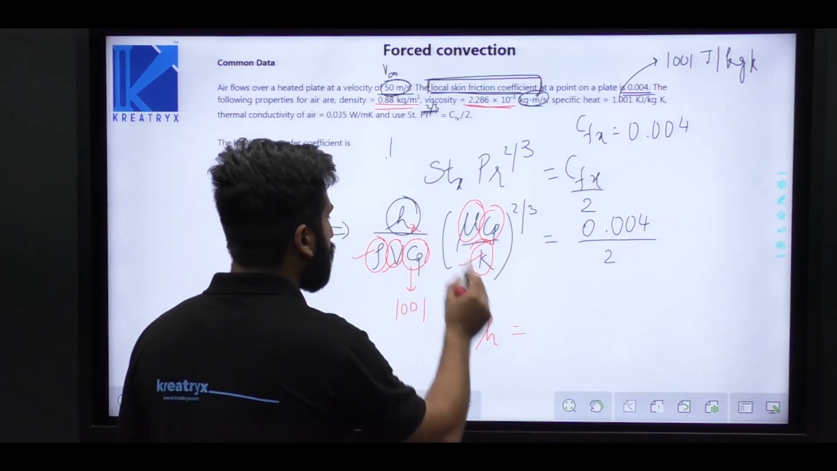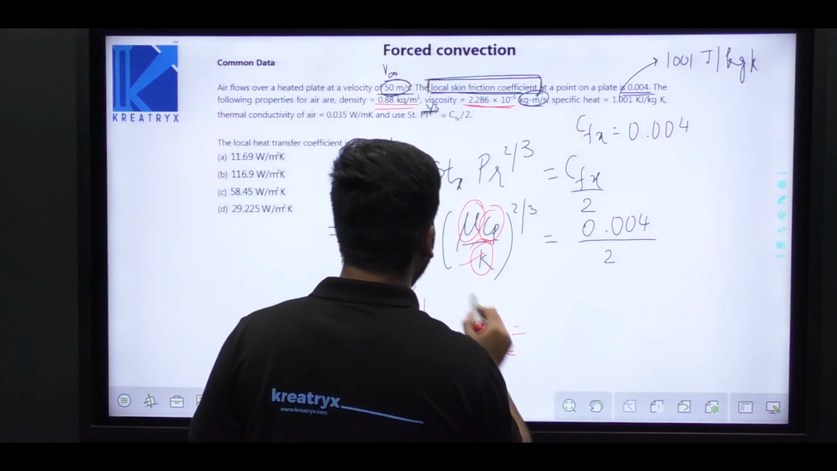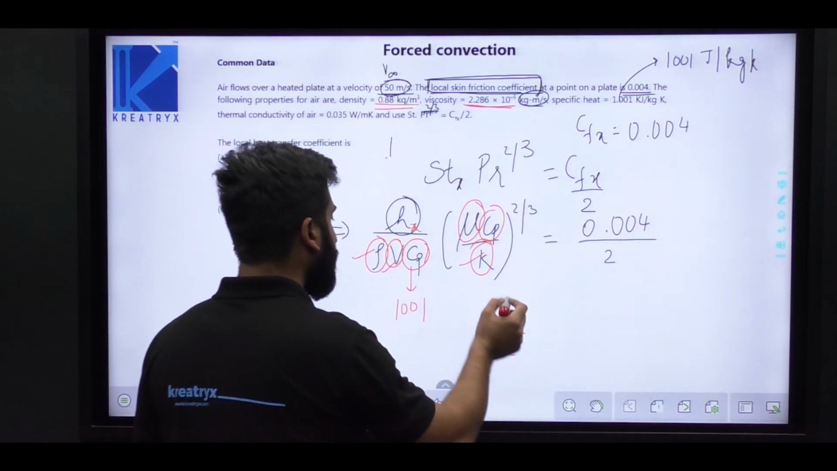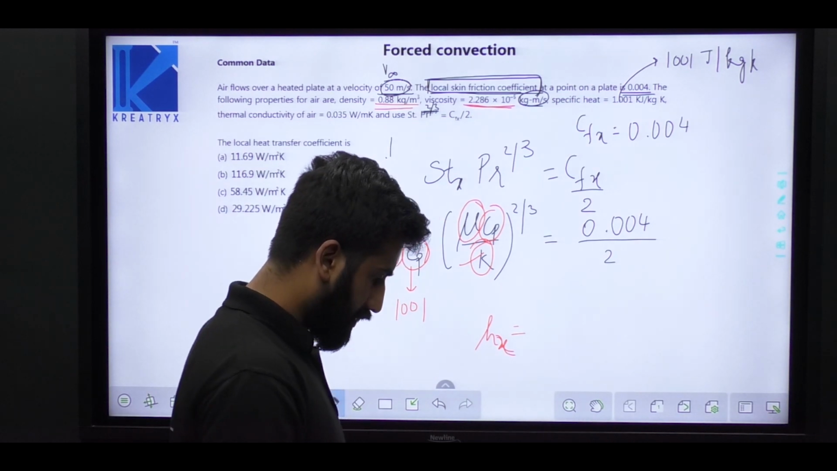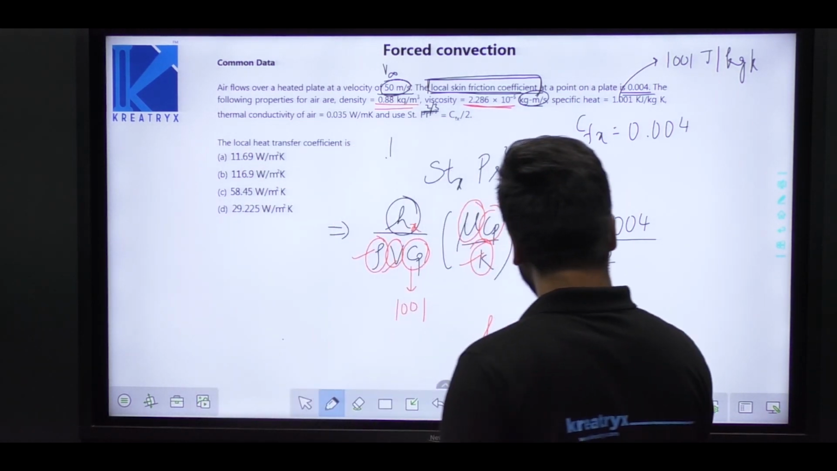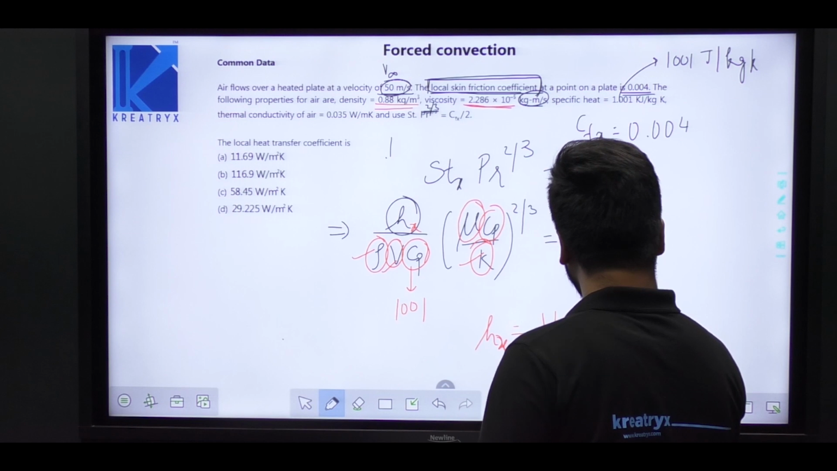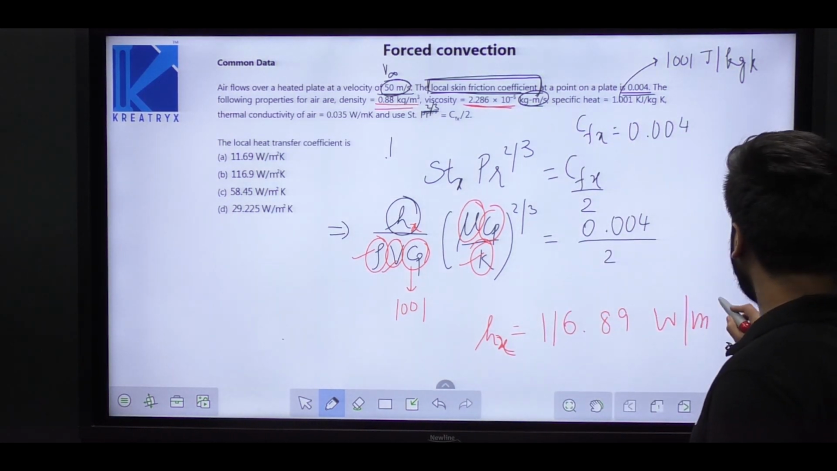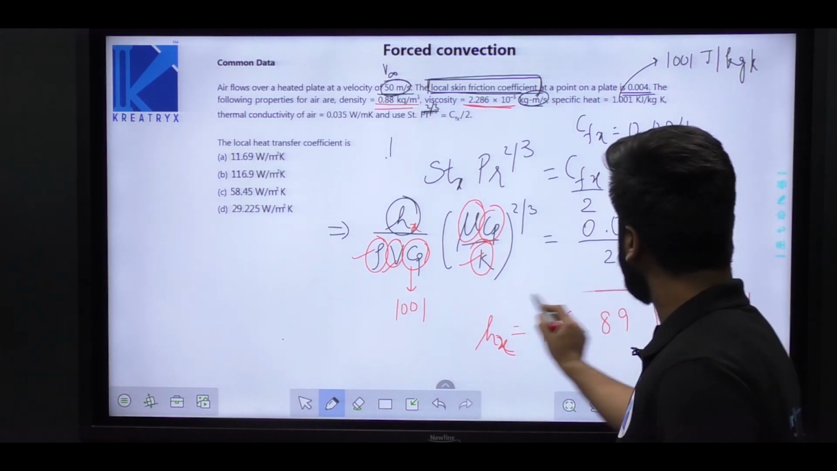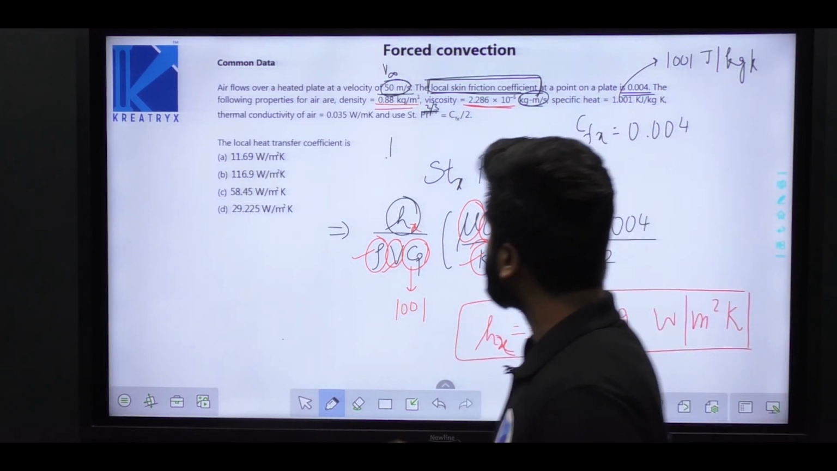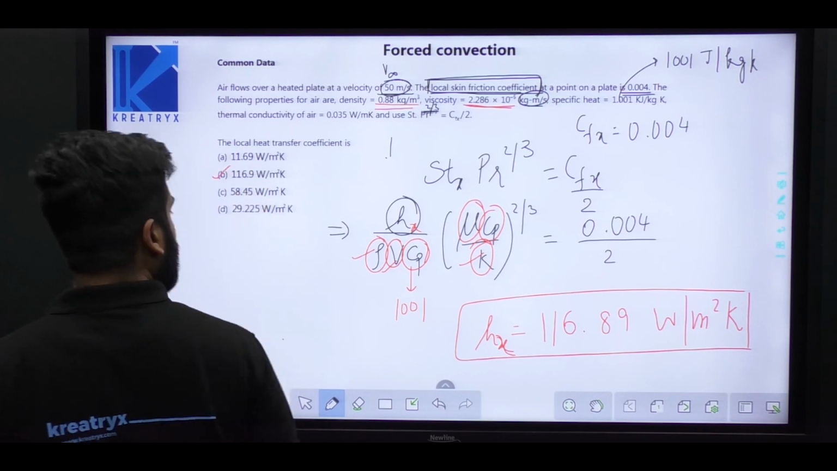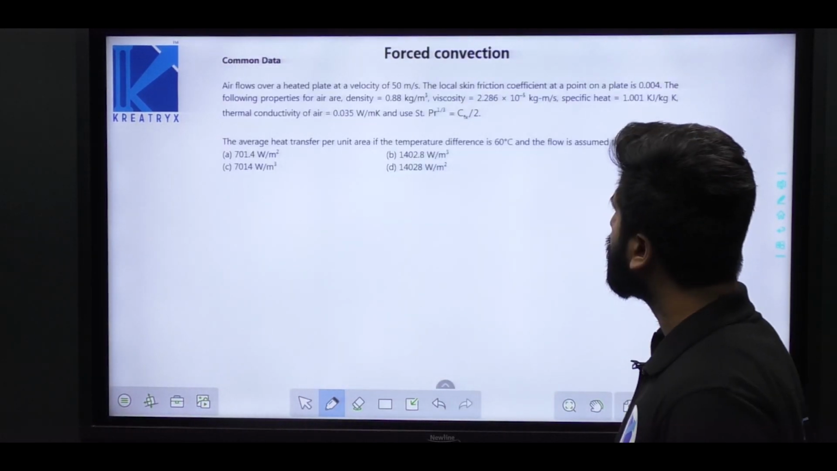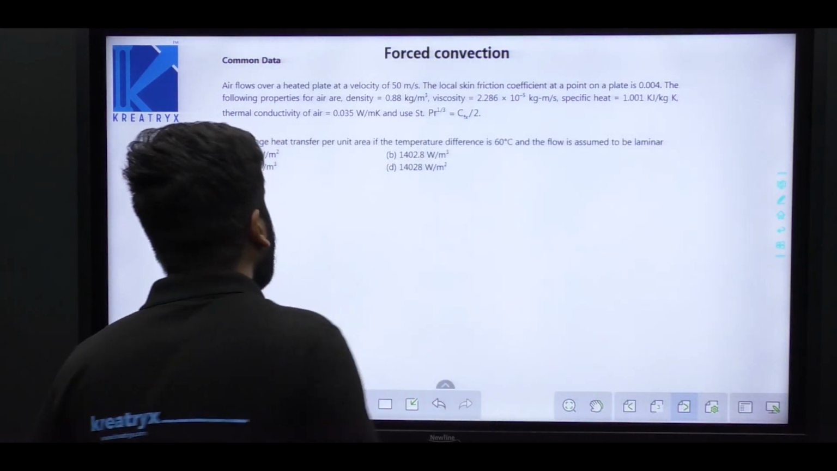So Hx, the local heat transfer coefficient at that point X, is equal to, the answer is 116.89 watt per meter square Kelvin. That is option B. This is the common data question, so the second question will be based on this data only.